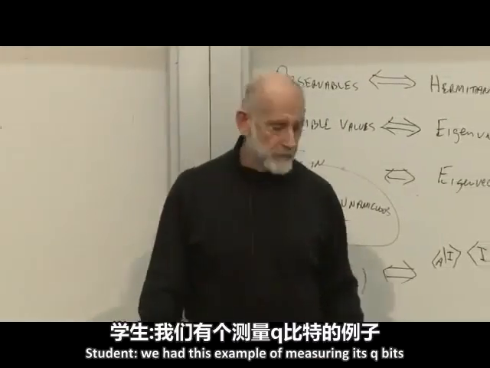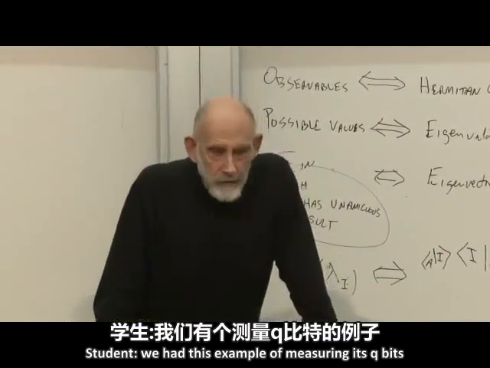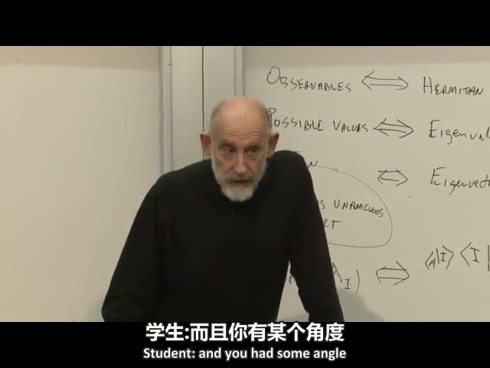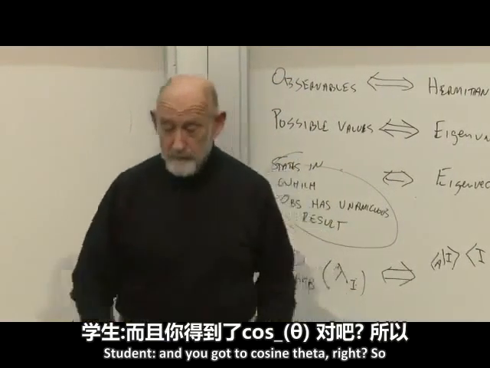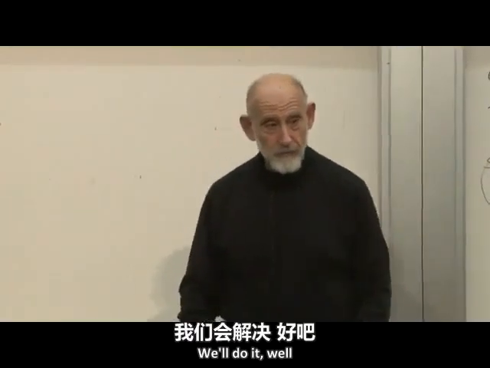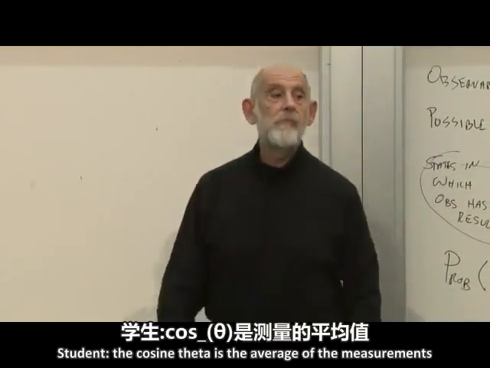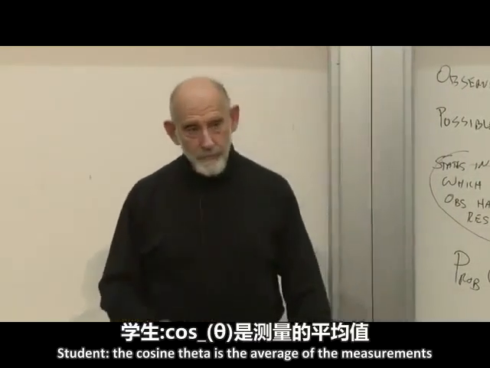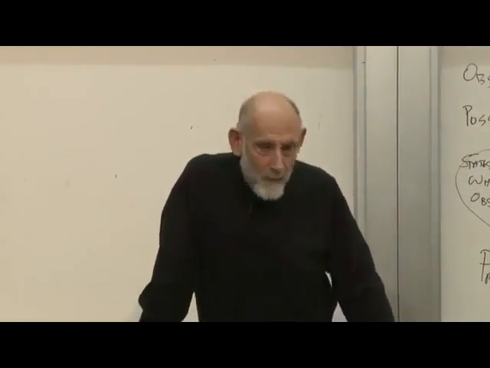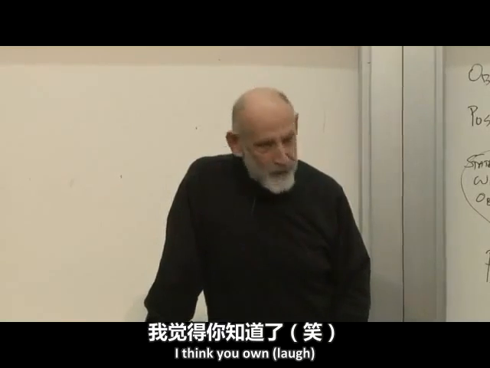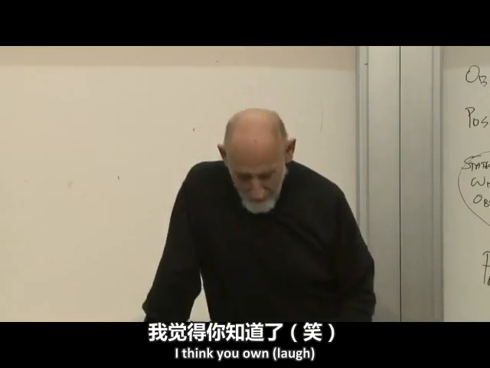Back at the beginning, when we had this example of measuring these qubits, and you had the apparatus at an angle, and you got the cosine of theta, right? So we'll do it. Okay, my question was that we somehow got the idea that cosine of theta is going to be the average of your measurements. Should it be cosine squared? No? I see where you're going, but okay. Not right. I'm going to do it.